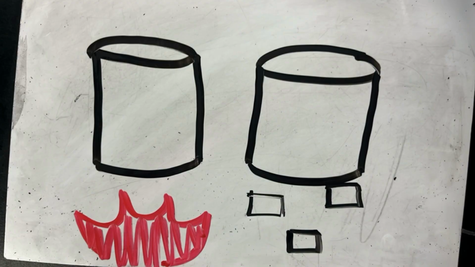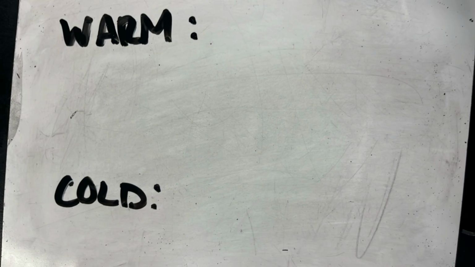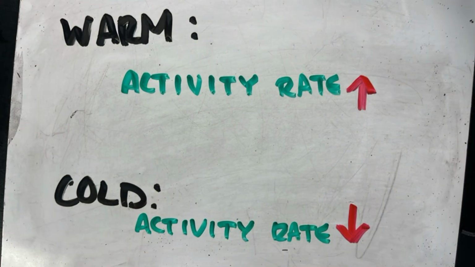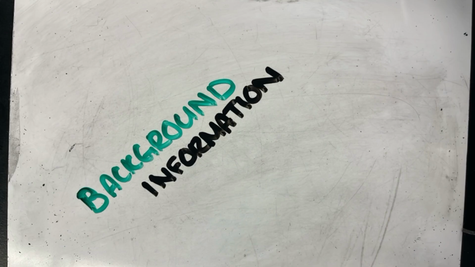However, temperature plays a key factor. At low temperatures, enzyme molecules move slower, resulting in enzyme activity being reduced. At high temperatures, enzymes move faster, resulting in an increase in activity. The temperature cannot go too high or too low because it will cause denaturation.